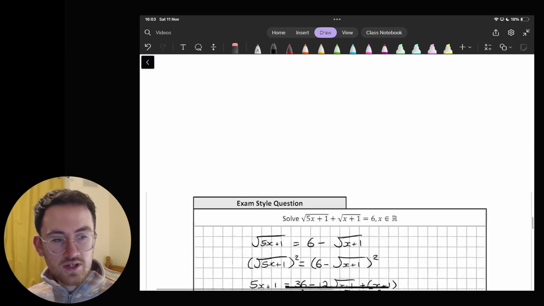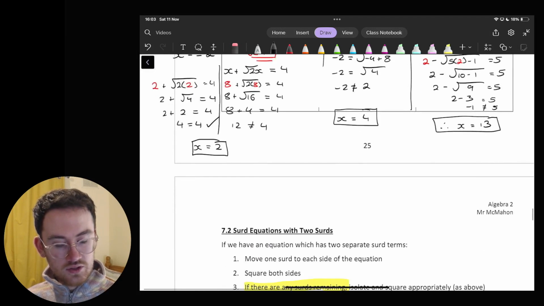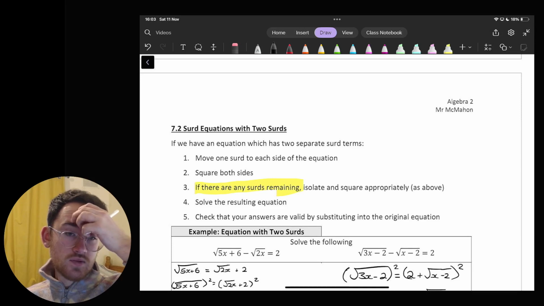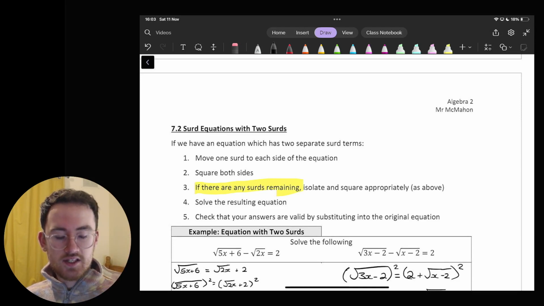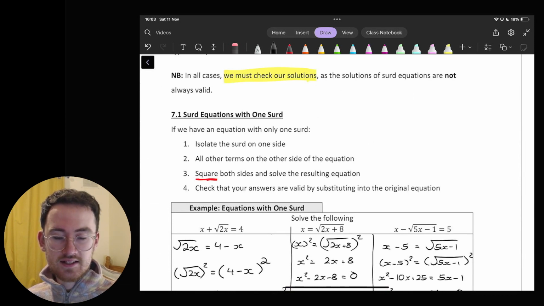Okay, so with our surd equations, the key thing to watch out for is the type of surd equation that you have. We've done loads of examples and questions for you there. If it's with two surds, we need to get one surd on each side and then square both sides. If it's one surd, then we can immediately isolate that surd on its own on one side and then square everything. As we said at the start, squaring is your best tool in these questions, but you need to make sure you've set up the question appropriately before you square.